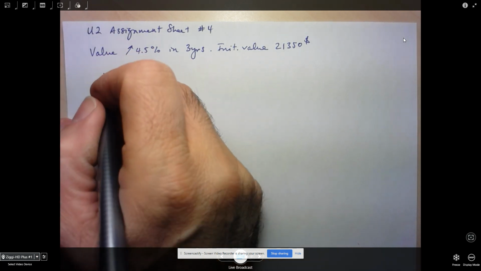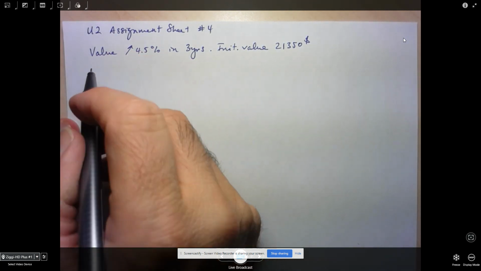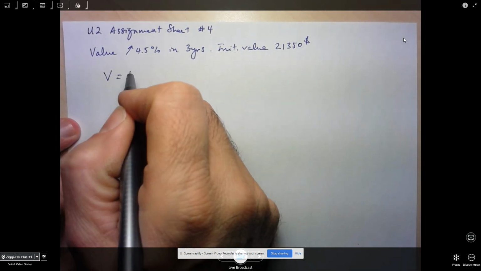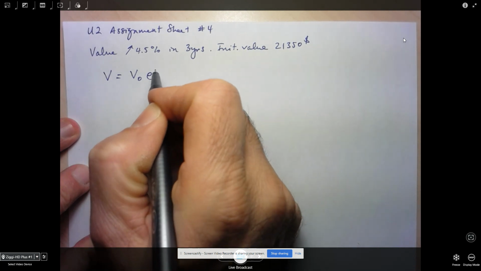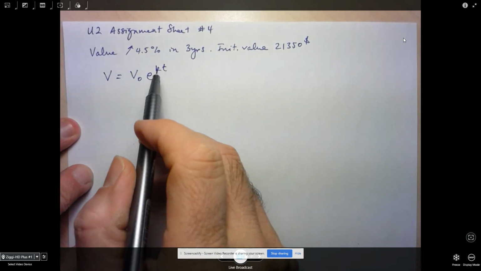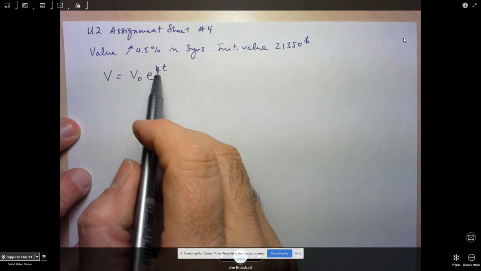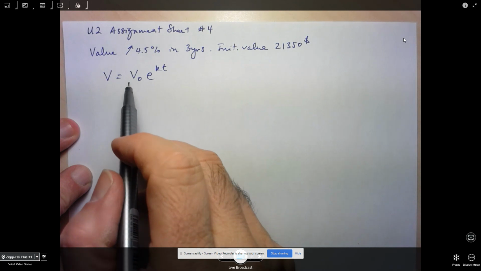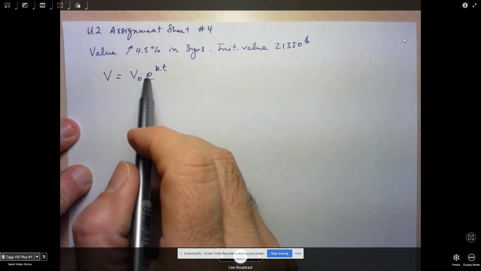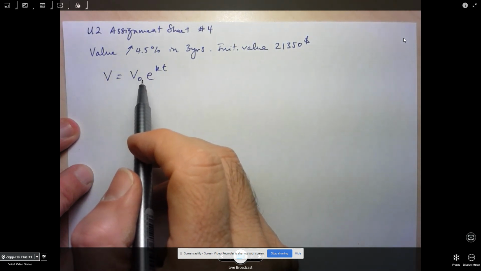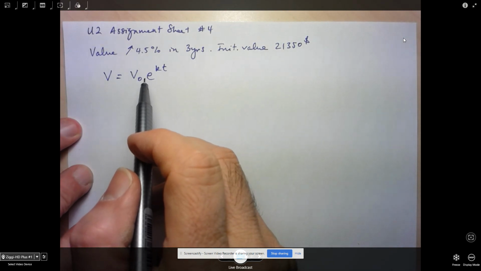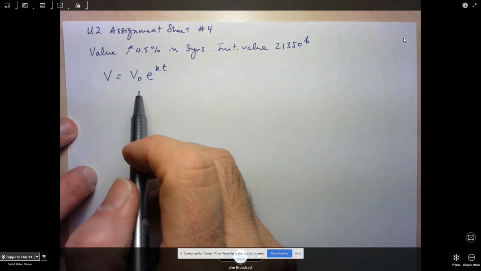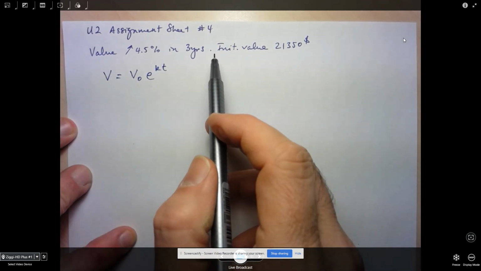All right, so let's just remind ourselves what an exponential model of base E looks like. I'll use V instead of P since we're talking about value. So the final value is equal to the initial value times E to the KT, where K is the growth or decay constant. Obviously, we expect it to be a growth constant, so positive here. And again, we're forcing the base of this exponential function to be that number E. So what we have to essentially determine is what this growth constant is.